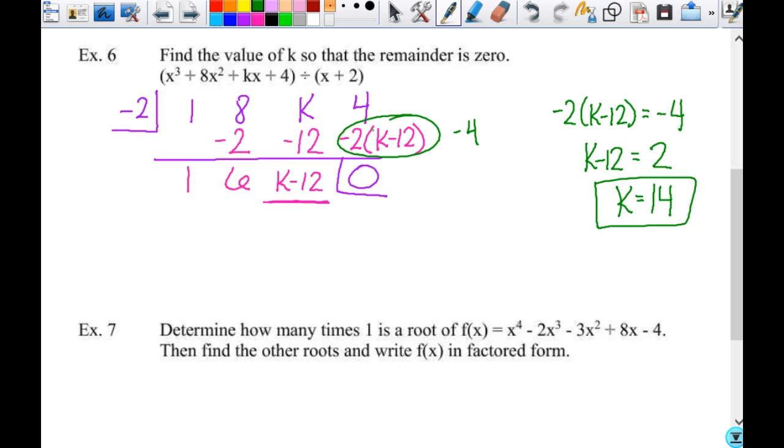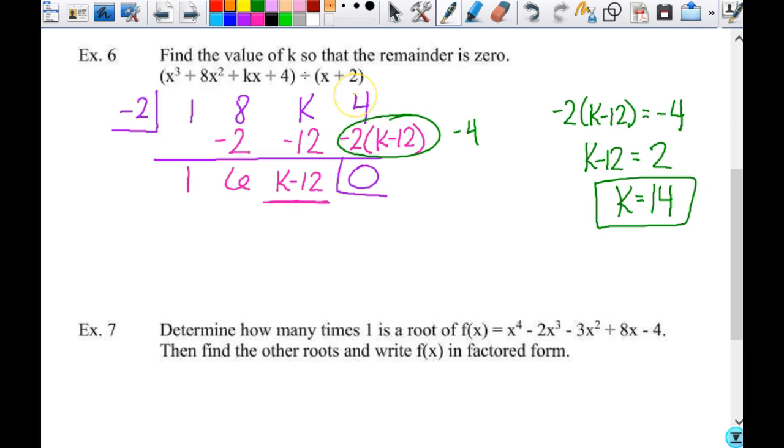Where's the negative 4? Well, we knew the remainder needed to be 0, and this is 4, so that's how I know this has to be negative 4. The only thing that's going to give me 0 here is the negative 4. Does that make sense? So you have to decide whatever's going to go here.